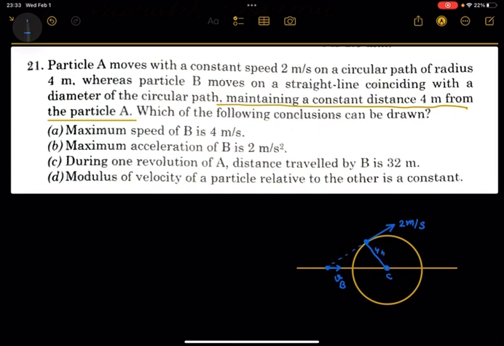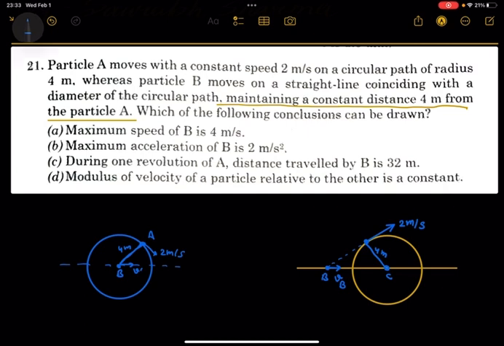Why is it 4 meter? Because if B reaches the center, I will show you here. Suppose somewhere B reaches here, and at this instant A is somewhere, let's say here, with a speed of 2 meter per second. At this instant, the distance between A and B is also 4 meter. Because of this reason, we can say that the radius of the circular path is 4 meter.